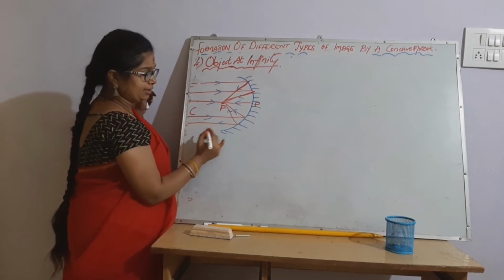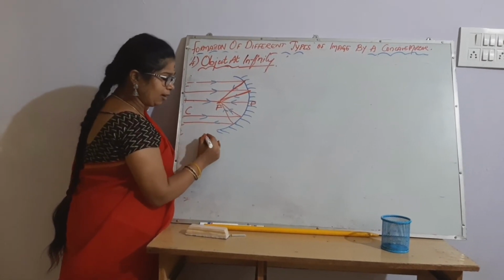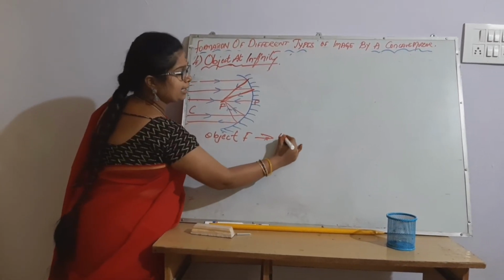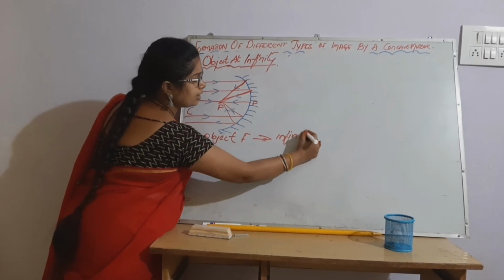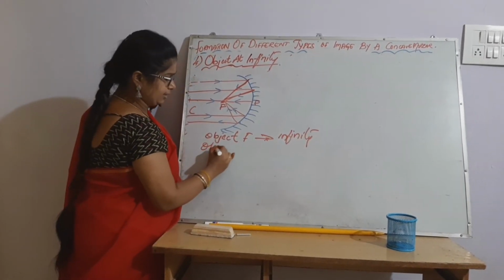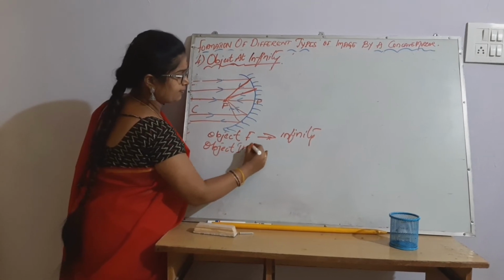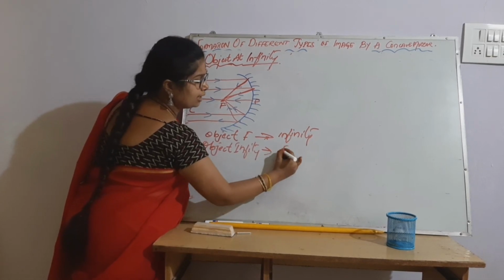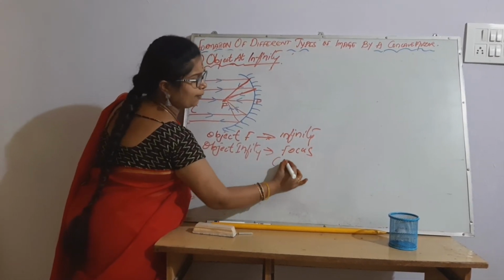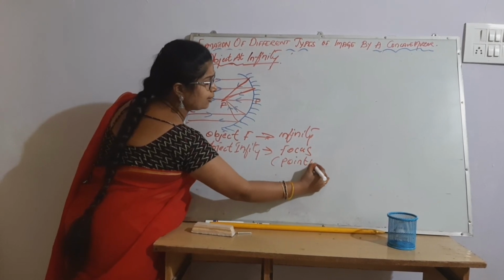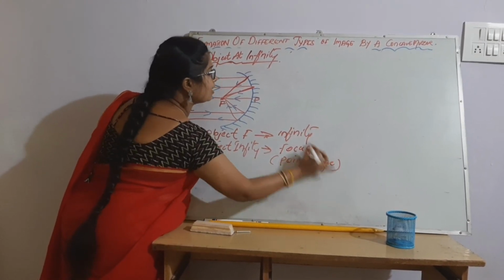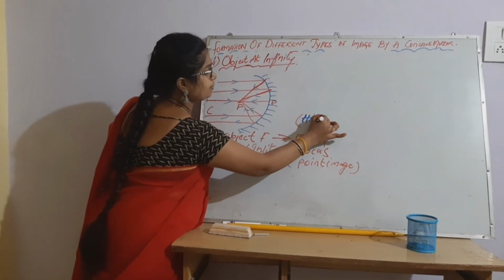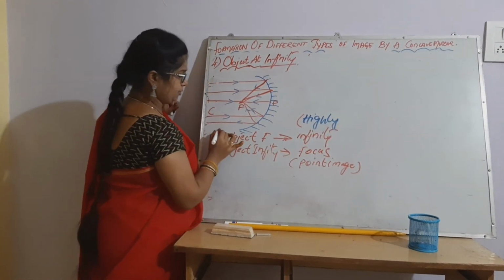Here you need to remember that when the object is at the focus, the image formed will be at infinity. When the object is at infinity, the image will be at where? At the focus. And in this case it is a point image, a very small image is formed. Here it is a highly large image. Remember, this is vice versa to this.